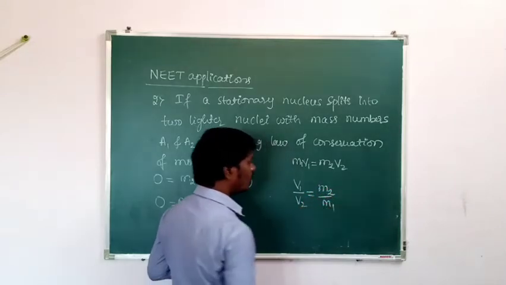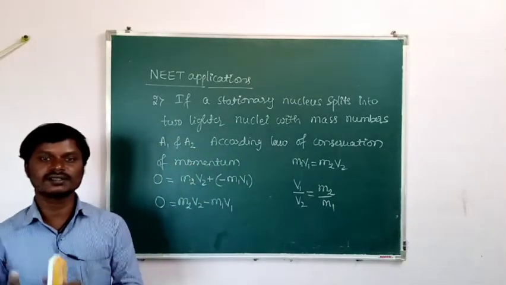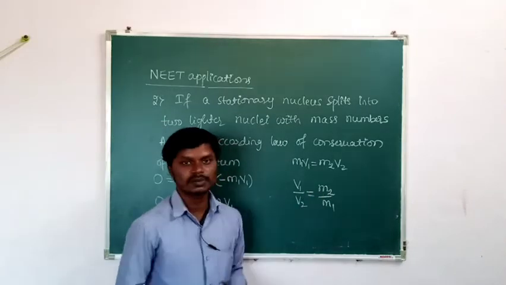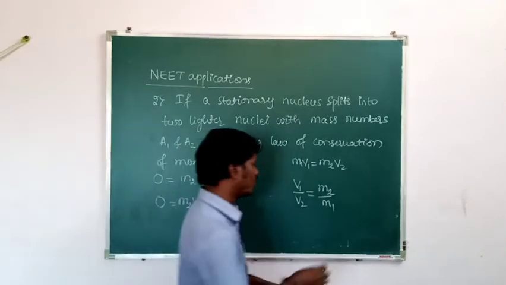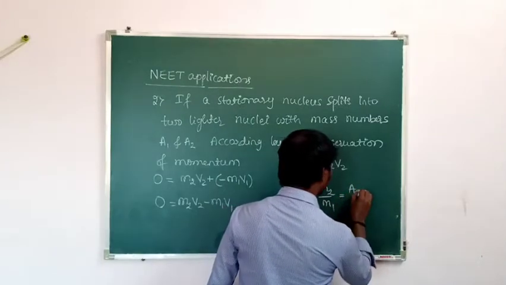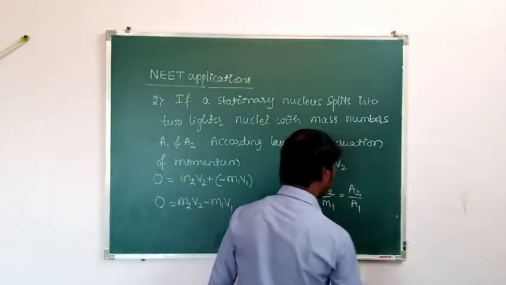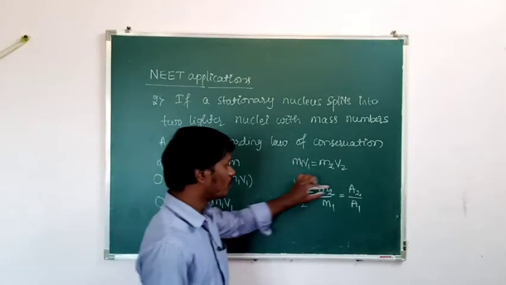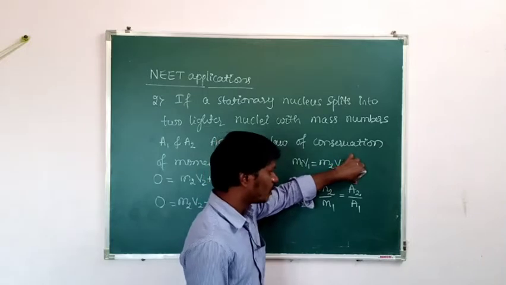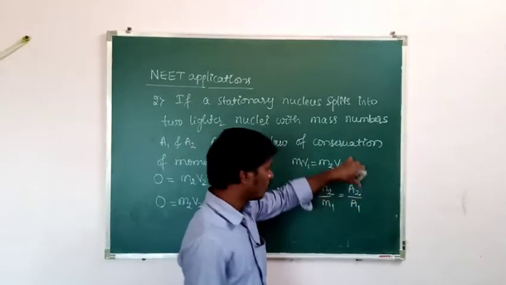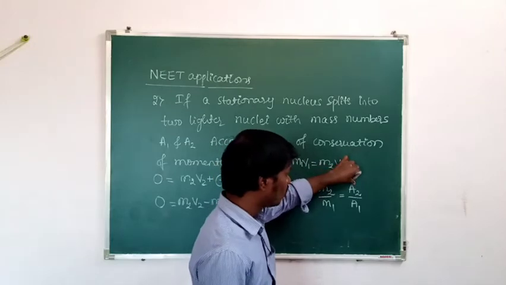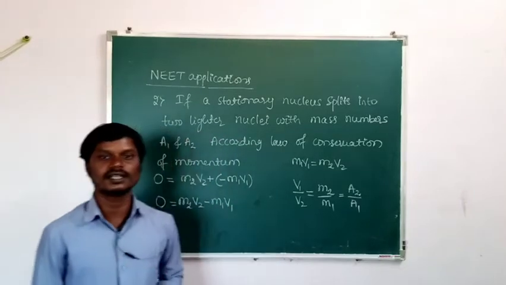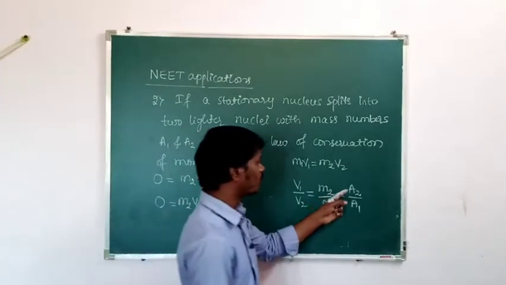And here mass of a nucleus depends on the mass number of the nucleus, means mass of a nucleus is directly proportional to the mass number of the nucleus. So that is why I will write it is A2 by A1. The ratio of velocities of two lighter nuclei is equal to A2 by A1. The ratio of the mass number of the second lighter nucleus and the mass number of first lighter nucleus, that is V1 by V2 is equal to A2 by A1.